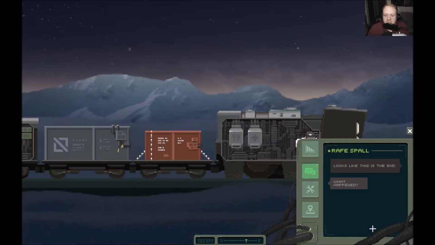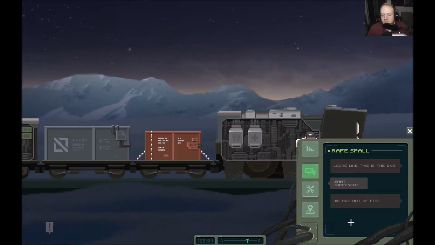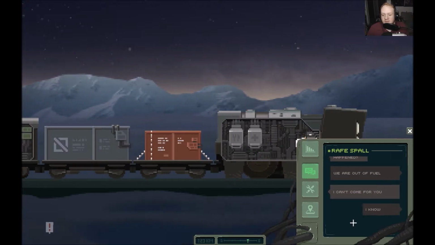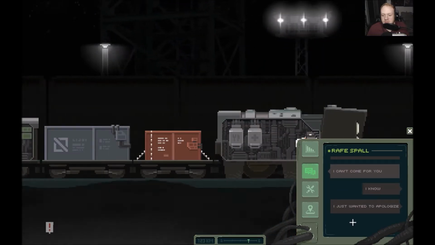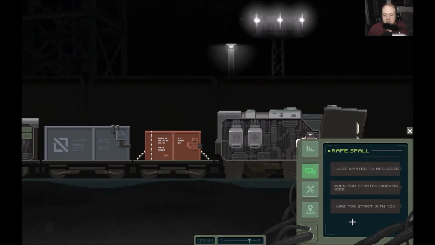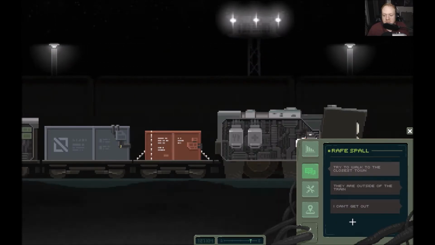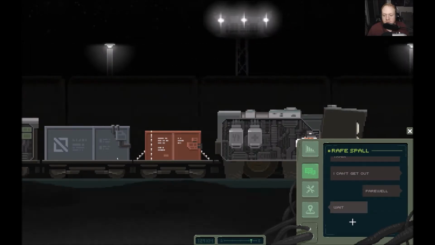Raspel, looks like this is the end. What happened? We are out of fuel. I can't come for you. Oh, no. I just want to apologize. When you started working here, I was too strict with you. Trying to walk to the closest town. They are outside of the train. Can't get out. Farewell.